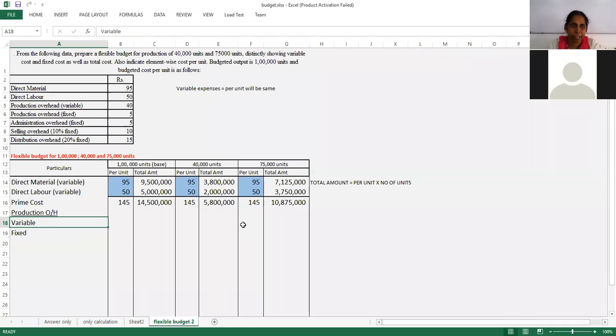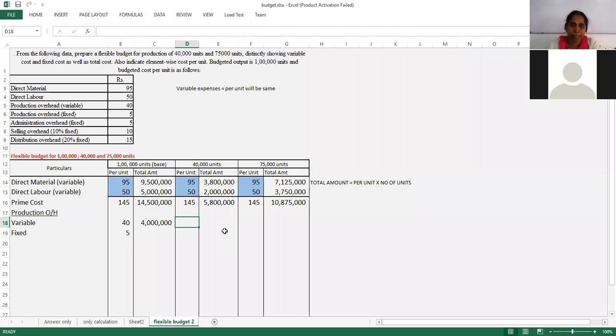Okay, we'll see variable. How much is variable? Production overhead variable is 40 rupees per unit, and fixed is 5 rupees per unit. We will see one by one. First, we will complete the variable cost. So per unit is 40 rupees; what about 1 lakh units? 40 rupees into 1 lakh units comes to 40 lakhs. So 1 unit is 40 rupees multiplied by 1 lakh units, and you'll get 40 lakhs. Okay, this is variable.